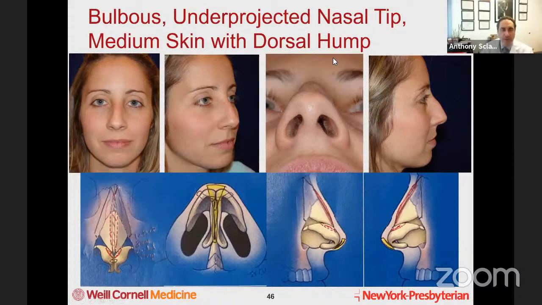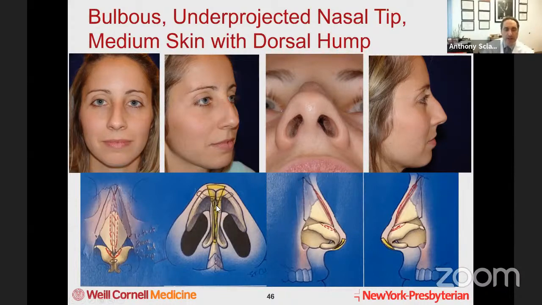Medium skin, dorsal hump, a little bit turned, a little bit crooked. We did dorsal reduction, conservative cephalic strip, interdomal and transdomal sutures to try to sculpt this tip tripod to a more narrow point. Looked at it and said, she's still too rounded. This is still too soft. We put a shield graft in.